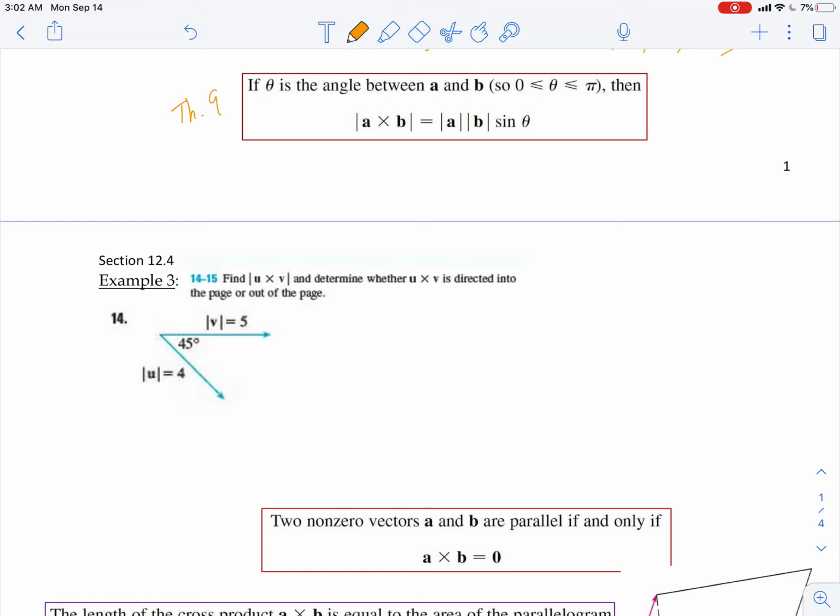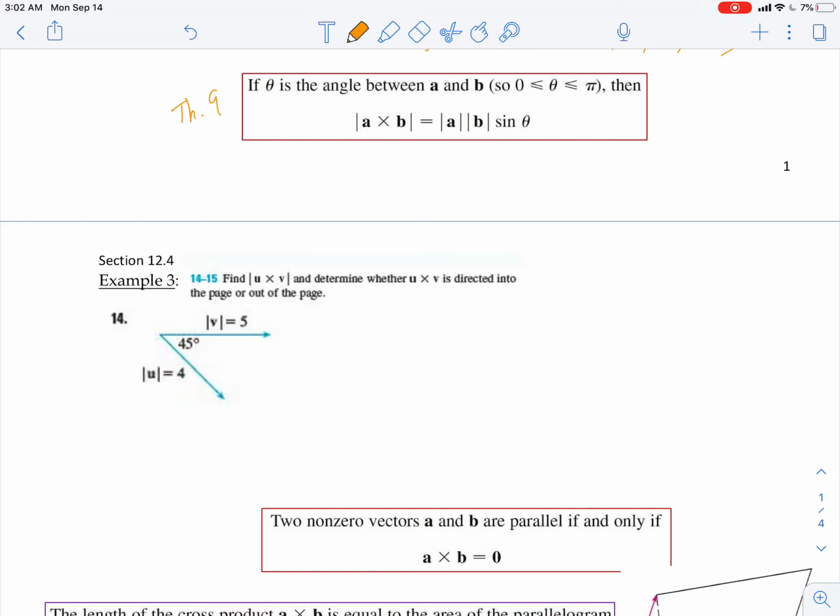And it's: if theta is the angle between A and B, so that 0 is less than or equal to theta is less than or equal to pi, then here's another way that we could help determine the magnitude of the cross product. And that is by taking the magnitude of A times the magnitude of B and multiplying that by sine theta.